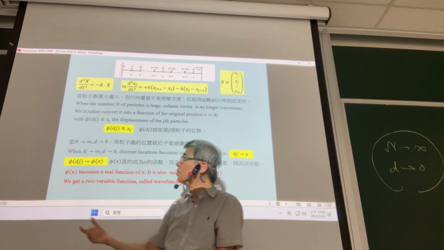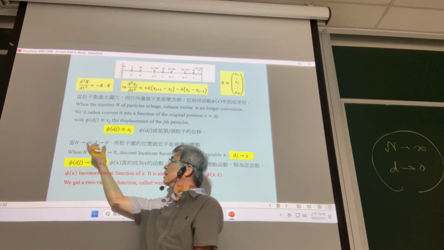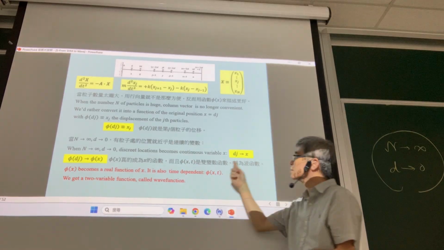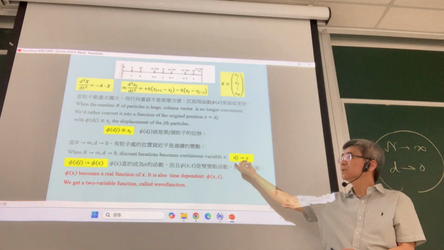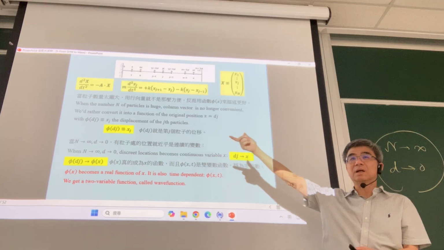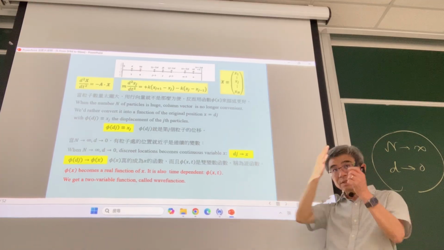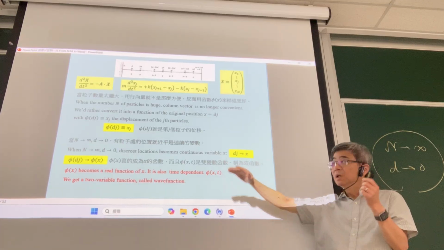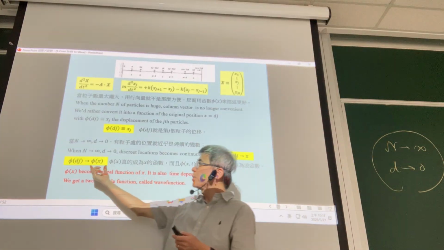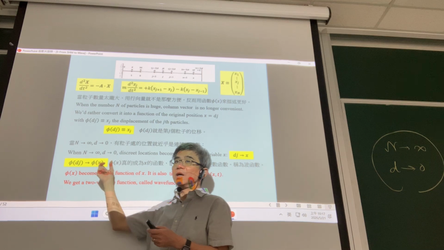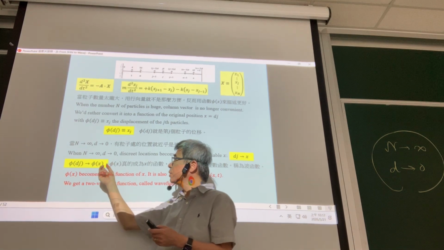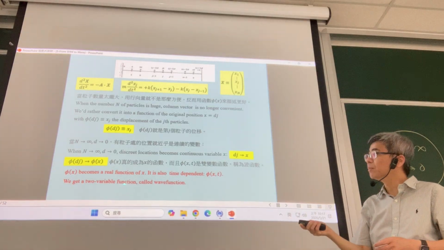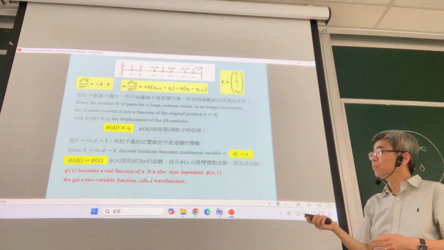Now if I take the continuum limit, letting n approach infinity and d approach zero, then this dj now becomes a continuous variable. So this is very important. When we take the continuum limit, dj, the discrete location, becomes a continuous variable. So this phi now becomes a function of x, but it is also a function of time. Therefore, it is a two-variable function. We call it the wave function.